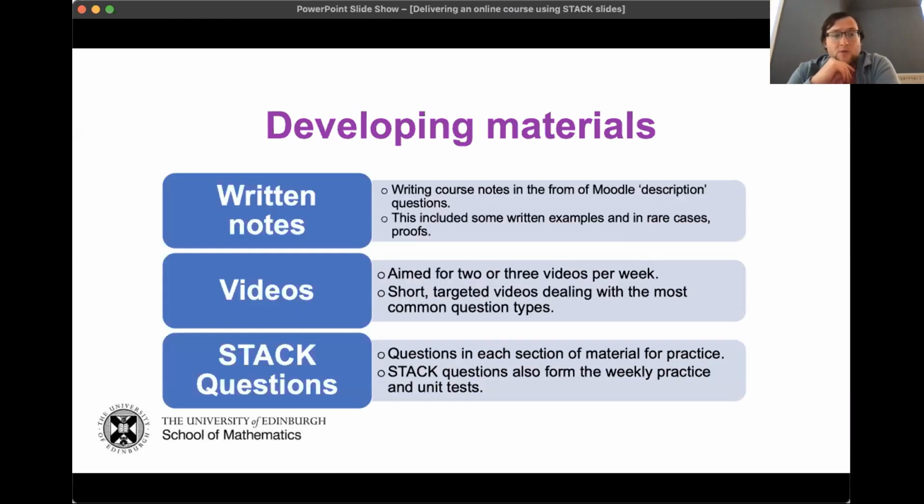So most of the written notes, all that were done, were hand typed by me, and they essentially take the form of Moodle description questions within Moodle.